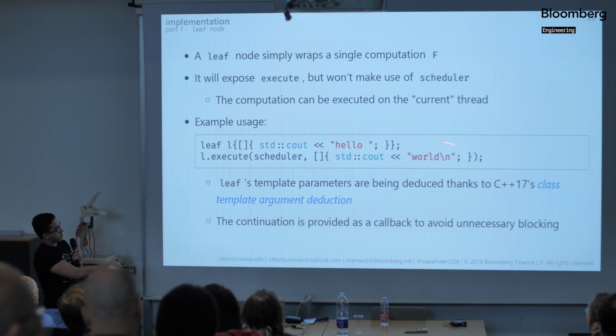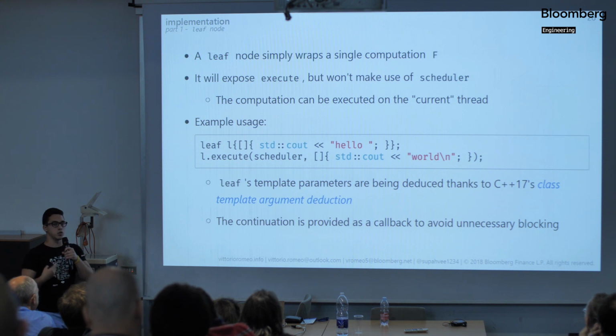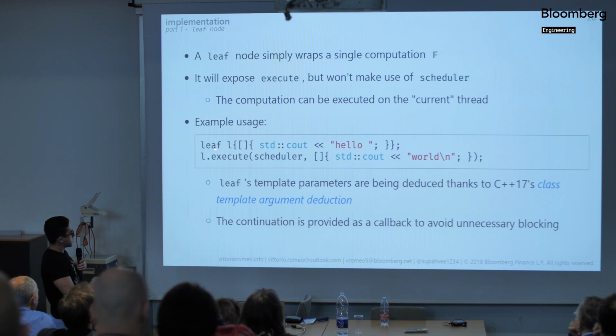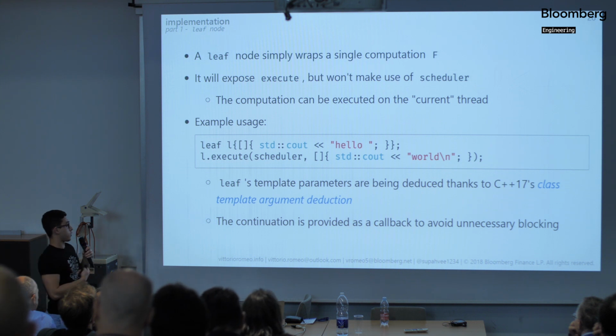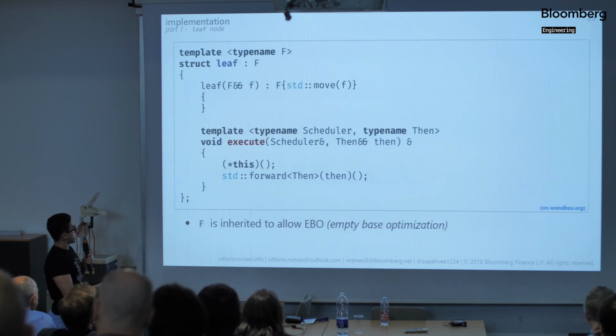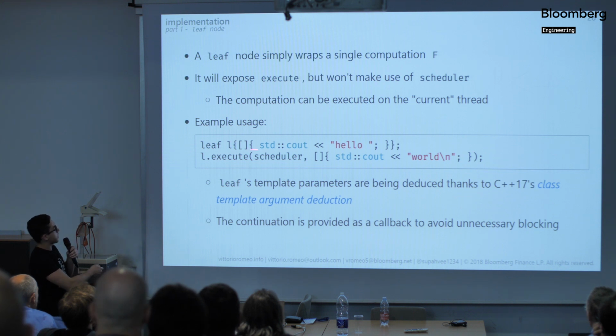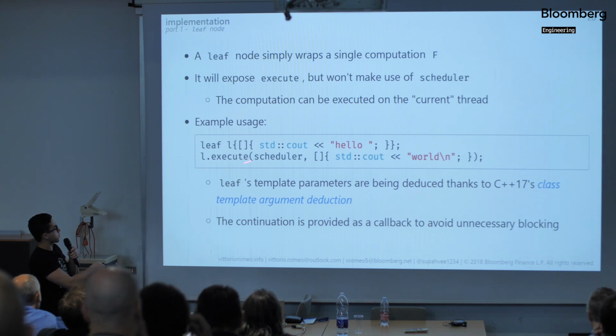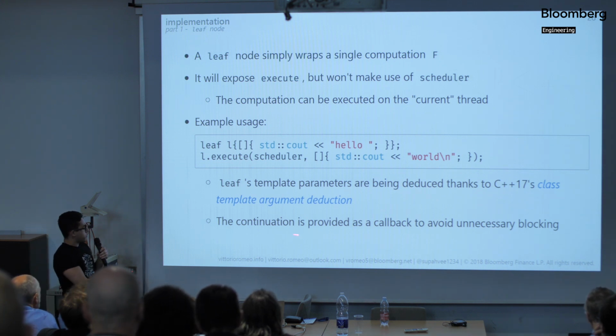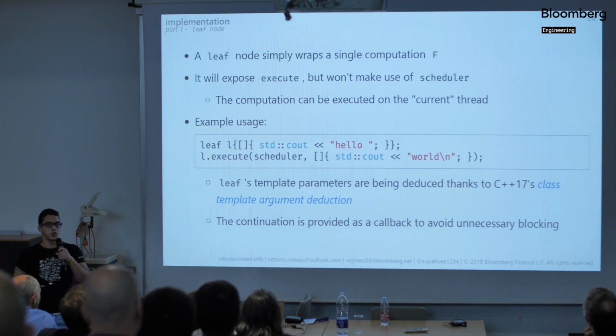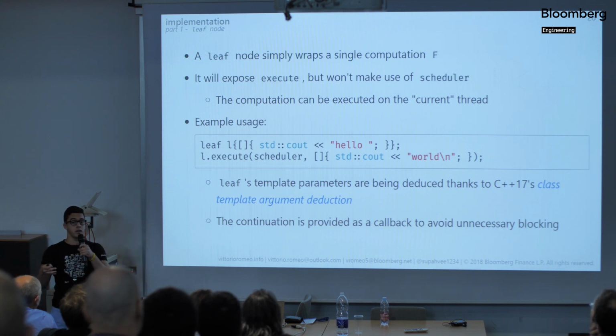So this is a very convoluted way of printing out hello world, but it lends itself to composition with the other abstractions. As I said before, the template parameters here are deduced thanks to C++17's class template argument deduction. If you don't know about that feature, I'm going to have some slides later, but it basically allows you to avoid specifying the template parameters here, and they will be deduced from the constructor call. And also, the continuation is provided as a callback over here, because we want to avoid unnecessary blocking, especially in the case when we have functions like when any, as we want to continue as soon as possible when any of the futures are done.